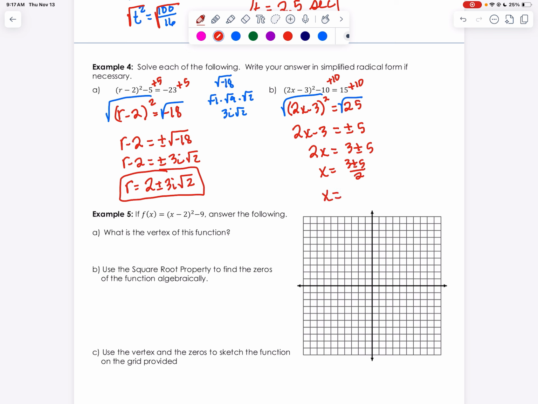All right, now let's get our two answers here. We have 3 plus 5, which is 8, and 8 divided by 2 would give me 4. And then we have 3 minus 5 would be negative 2, and negative 2 divided by 2 would be negative 1.